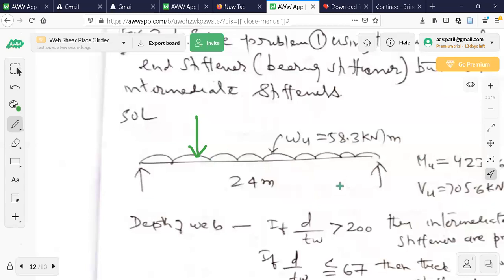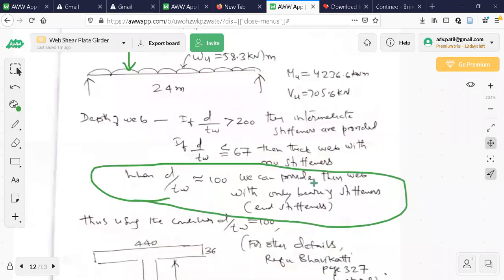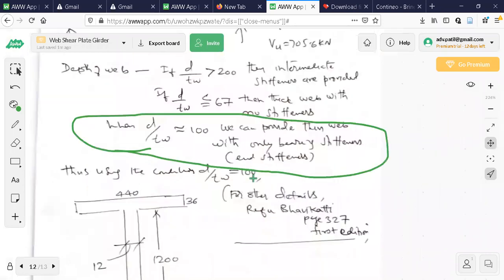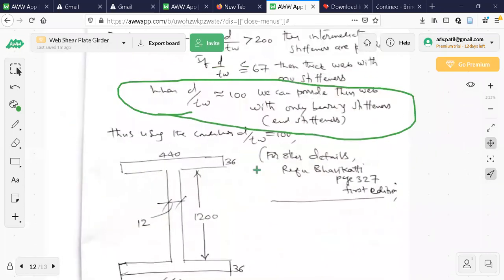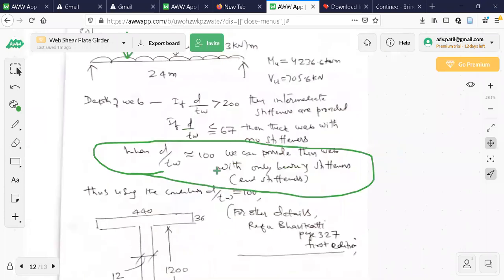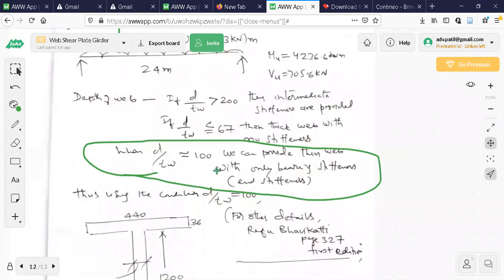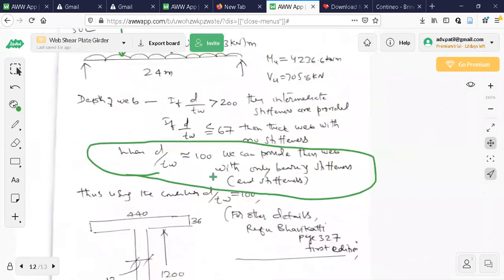You can tell your friends that I am able to design plate girder. Any doubts are there, you ask, I'll just send the notes. There is no problem. But whenever I give a problem from question paper or Vishwanath or any other book, try to solve the method that I have explained.